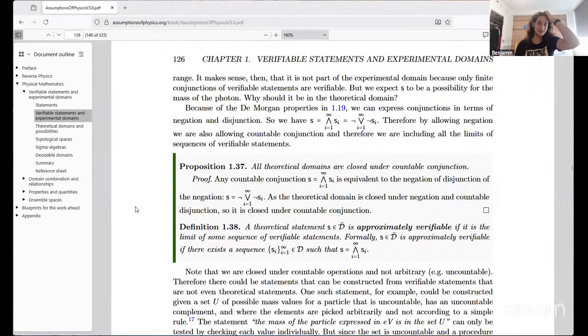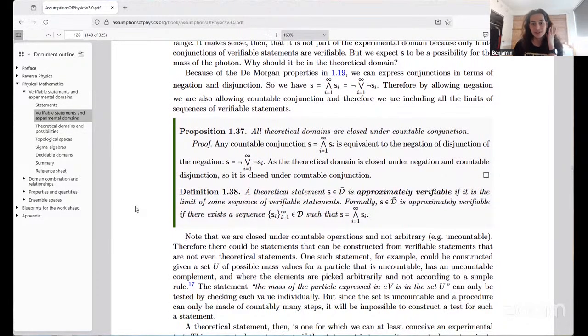All theoretical domains are closed under countable conjunction. By proof, any countable conjunction is equivalent to the negation of the disjunction of the negations. And so, as the theoretical domain is closed under negation and countable disjunction, it is also closed under countable conjunction. Definition 1.38: a theoretical statement is approximately verifiable if it is the limit of some sequence of verifiable statements. Formally, S in D bar is approximately verifiable if there exists a countable sequence Si such that S is the conjunction of all of those statements.